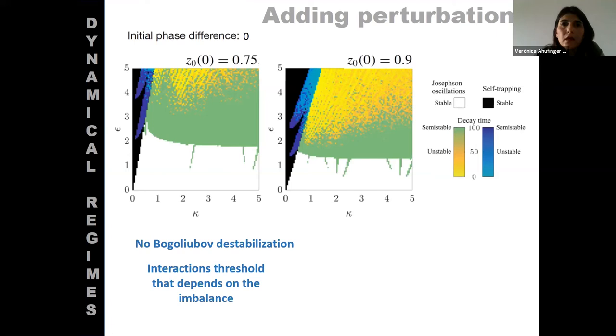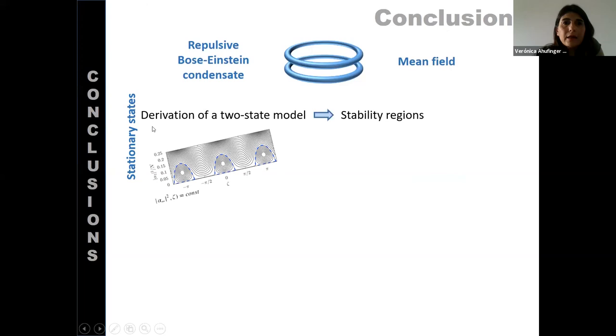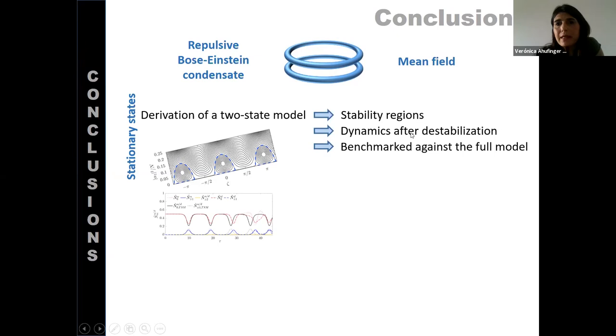So with this, I would like to conclude. I have considered a Bose-Einstein condensate trapped in a system of two stacked rings, and we have studied it within mean field theory. We have derived a two-state model that allows us to obtain the stability regions for the stationary states. This two-state model also allows us to understand the dynamics after destabilization. And we have benchmarked this model against the full model, obtaining a very good agreement.